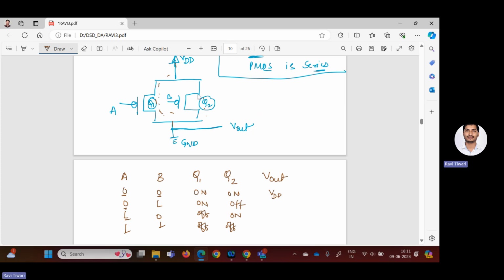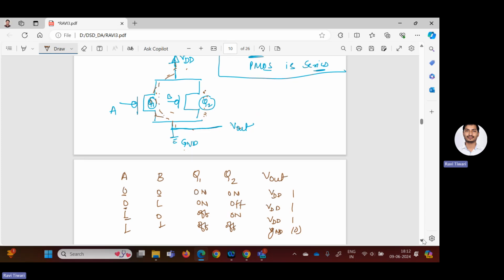If Q1 is on and Q2 is off, that means it's open circuited, but Vout is anyhow connected to VDD, right? So that means Vout equals VDD. If any of the MOSFETs is on, then the output is VDD. Only when both are off, then both are open circuited. That means Vout is not able to connect to VDD. Then the output will be connected to ground, and the output is GND, or you can write down 0. Okay, 1, 1, 1, 0. So you can see by the truth table also that this circuit is working as the NAND gate circuit.